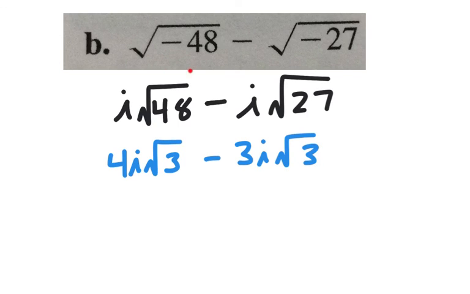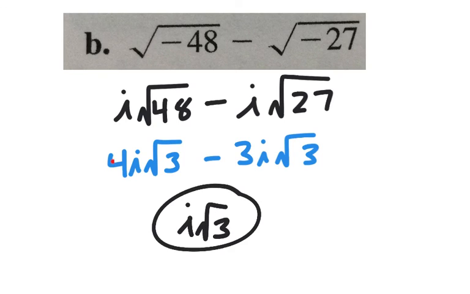So again, I think you guys are going to put this in your calculator. You're going to get 4 radical 3. Then you're going to put this in your calculator, and you're going to get 3 radical 3. Everybody with me? And the i's stay there. They're just like variables. Now, I can combine these. They are like terms. They both have an i radical 3 with them. So I have 4 of these i radical 3's, and then I'm subtracting 3 of these i radical 3's, which means I have 1 of these i radical 3's left.